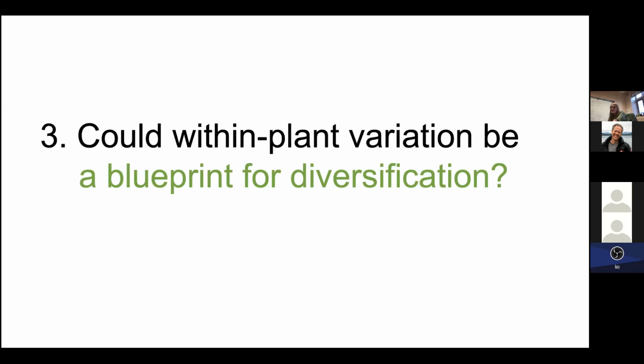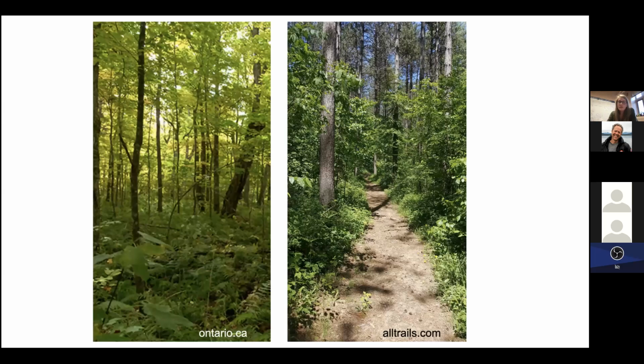All right, in my last few minutes, I'm going to tell you about an idea I'm just starting to dip my toe into. And this is the idea that maybe the variation in organ level traits expressed within a plant provide a blueprint for diversification of those traits when we look across a lineage. There's a pretty widespread and well-founded idea in evolutionary biology that adaptive evolution will tend to follow the path of least resistance. So if a trait needs to go from point A to point B on the adaptive landscape, it's going to follow the path of least resistance, which may not be the most direct path.